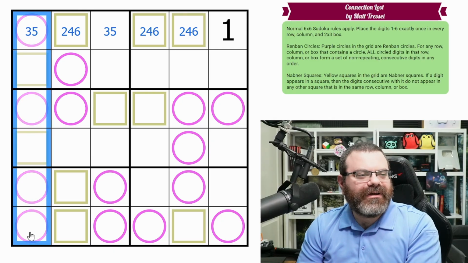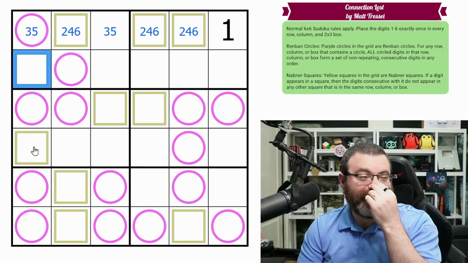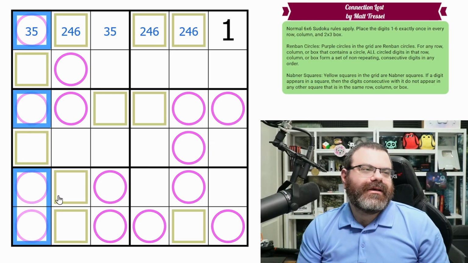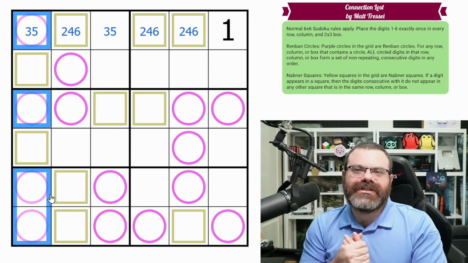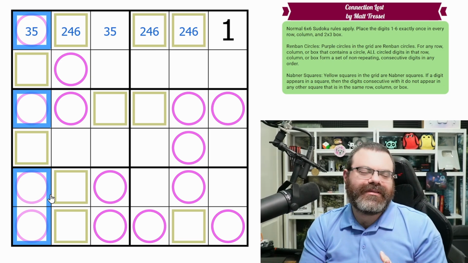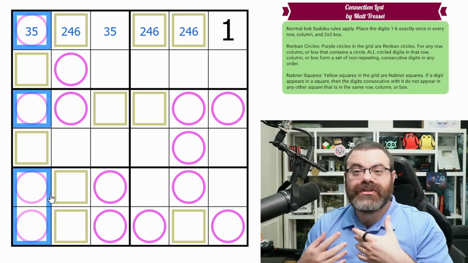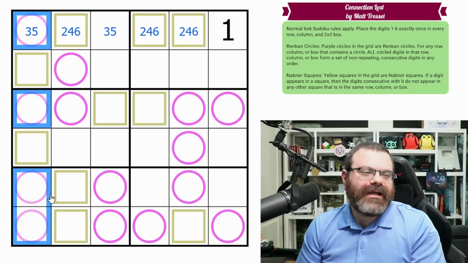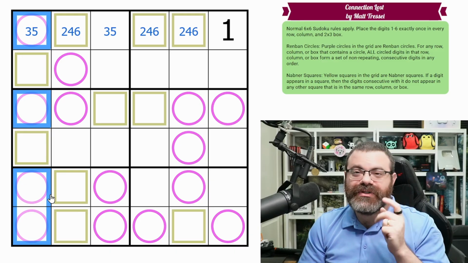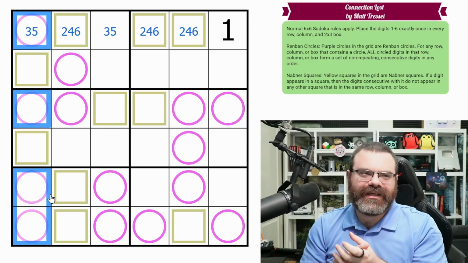It's interesting. We have this column, which has a 4-cell Renban and then a 2-cell Nabner. So if you think about a 4-cell Renban, there's only 3 options. And when you have long Renbans, longer than half the length, it's sometimes easier to think about what numbers are excluded from the Renban. And so you can only shave off the ends. It's missing 2 digits, so it's either missing 1, 2, or 1, 6, or 5, 6.